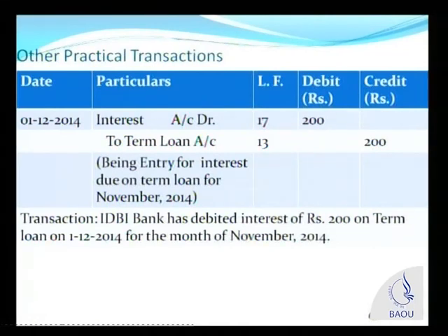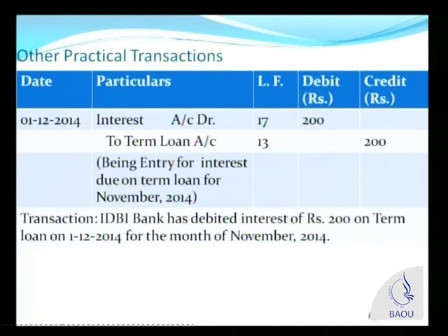Please note, you are not actually paying this interest right now. Had you paid this money, an amount of rupees 200, the entry here would have been interest account debit to cash account credit if cash was paid. If it was paid by check, you would have credited it to Dena Bank account. But what has happened is, today the transaction is IDBI Bank has debited your account, your term loan account. So you need to credit IDBI's term loan account. So what we have done is, interest, which is an expense, that account is debited by 200, and term loan account is credited by rupees 200.